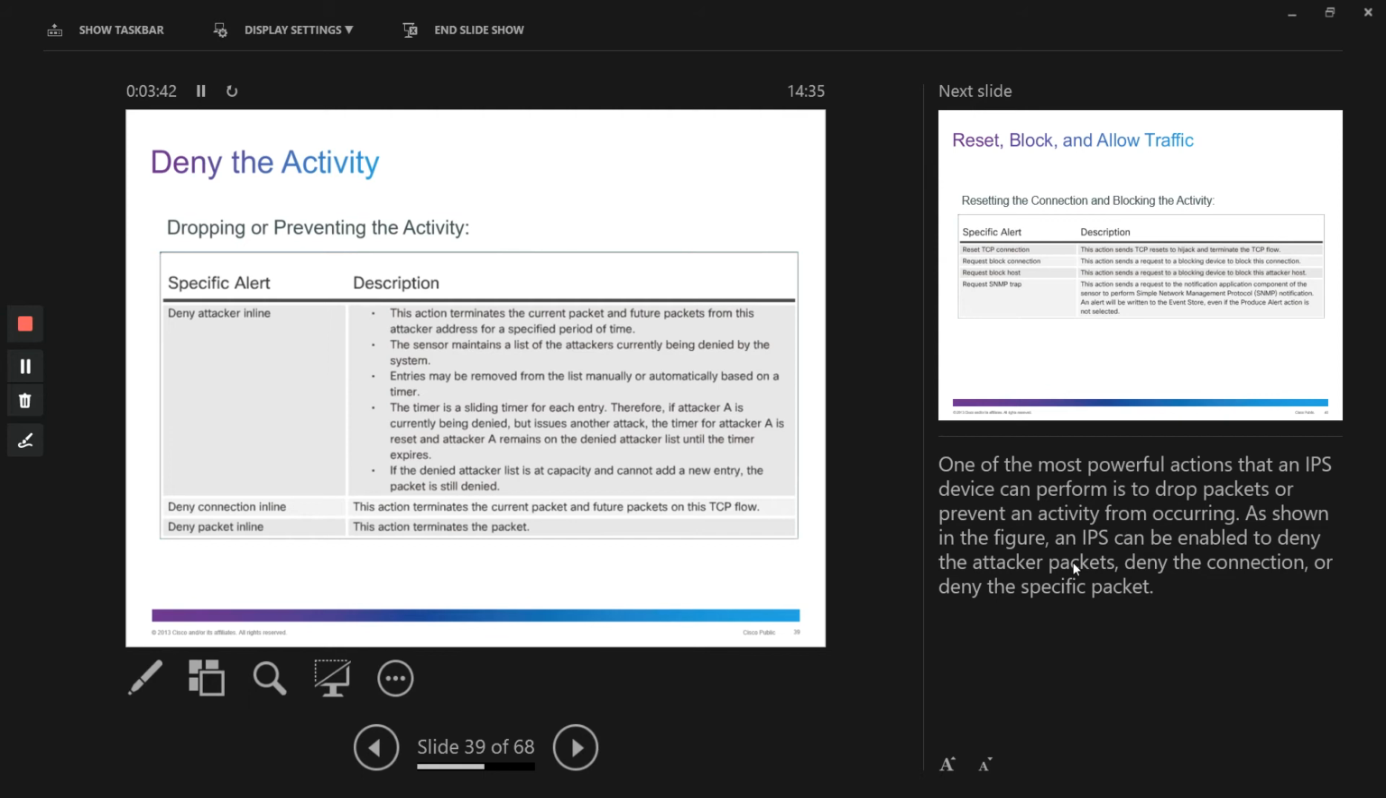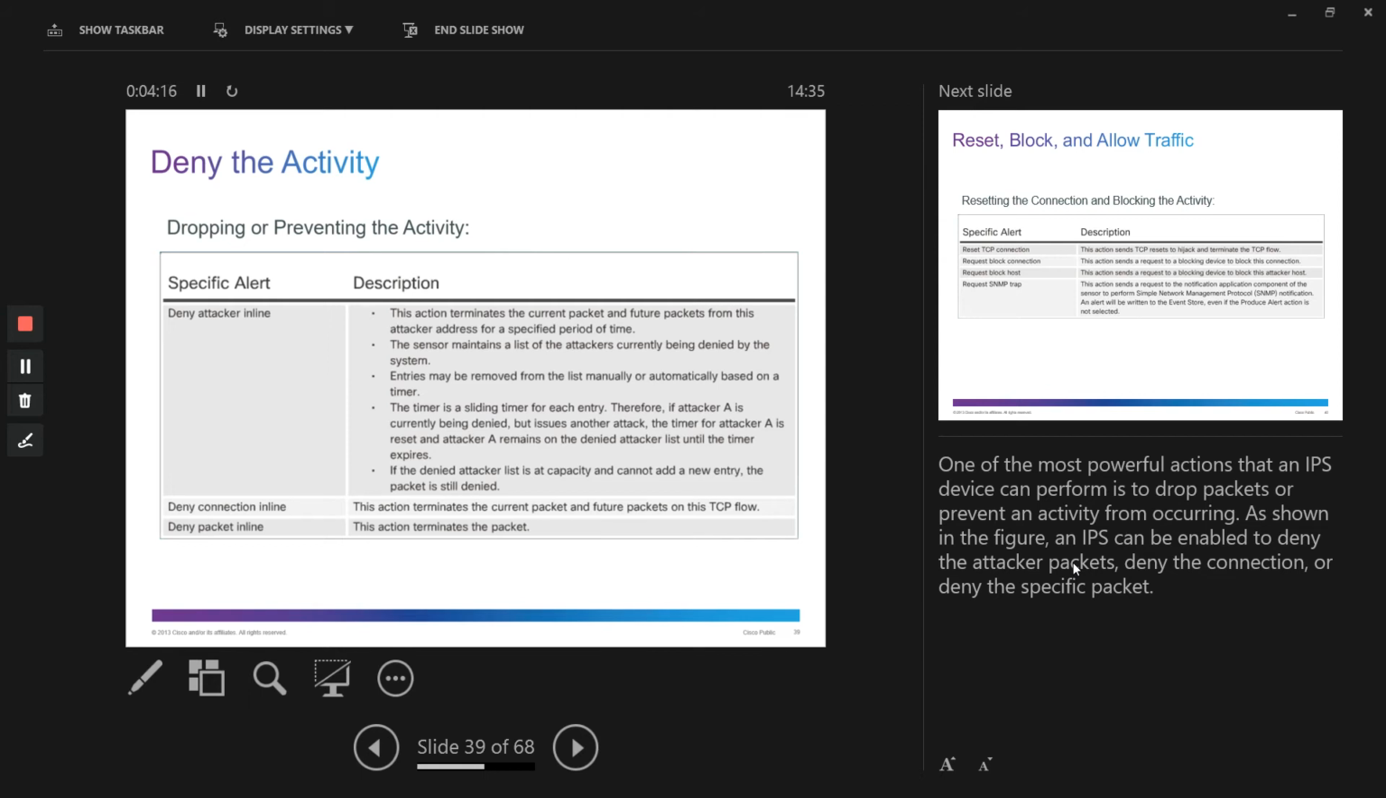Timers are basically sliding timers for each entry. Therefore, if attacker A is currently being denied but issues another attack, then the timer of their attack is reset, and attacker A remains on the denied attacker list until the timer expires. The last one is if the deny attacker list is at capacity and cannot add a new entry, the packet is still denied.